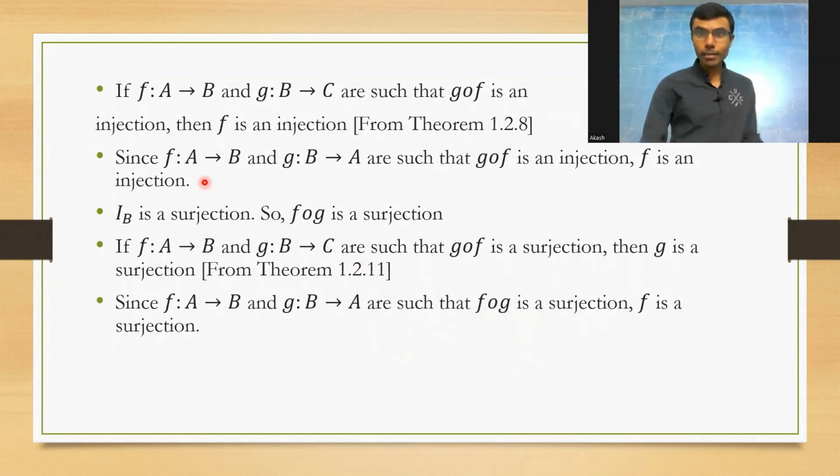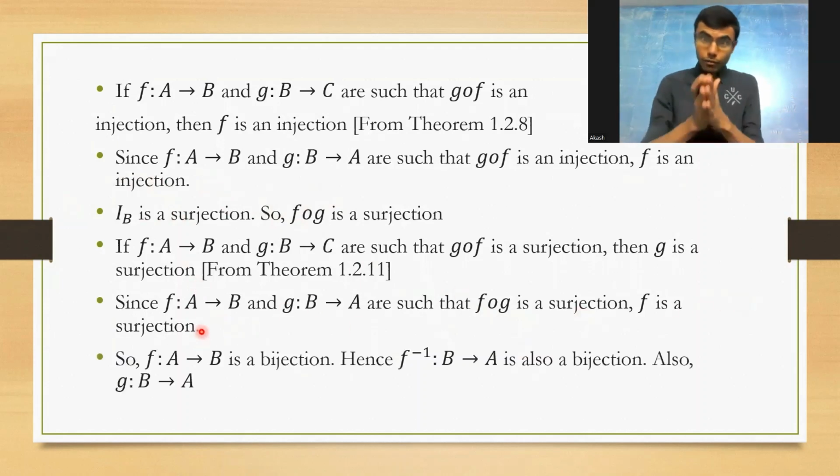Now, I previously showed that f is an injection, and now I'm showing that f is a surjection. Since f is an injection and a surjection, therefore f is a bijection. So f maps A to B is a bijection. Hence, f inverse maps B to A is also a bijection. If f is a bijection, then f inverse is also a bijection.